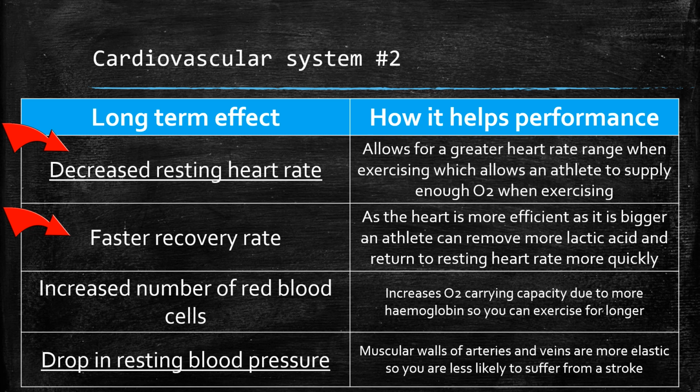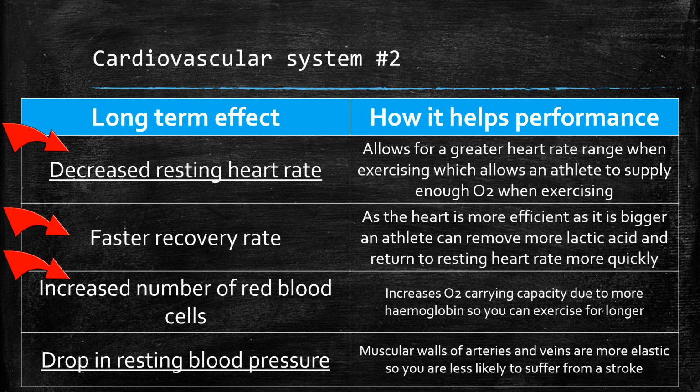We also have an increased number of red blood cells, and we know that red blood cells are responsible for carrying oxygen. So if we had more red blood cells, more hemoglobin, we are going to be able to exercise for longer. And don't forget, hemoglobin can also transport carbon dioxide as well. And again, that exchange of oxygen and carbon dioxide happens in the capillaries, and oxygen diffuses through the alveoli.